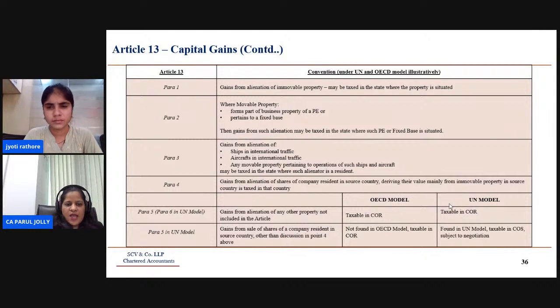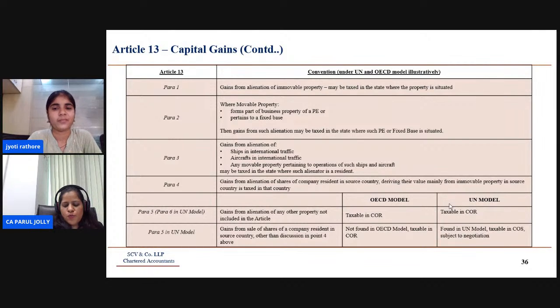Then we have gains from alienation of shares of a company which is resident in the source country. In case there is a gain from sale of shares of a company which is resident in the source country, the taxability of the same is not provided for in the OECD model. In the OECD model, for any transfer other than those mentioned in paragraphs 1 to 4, the country of residence is given the right to tax. However, in the UN model, we have an article wherein, for gain from sale of shares other than what is referred to in para 4, the right to tax is given to the state of source. And if there is alienation of property other than what is given in paragraphs 1 to 4 and also the shares, then the residual taxing right is given to the country of residence.